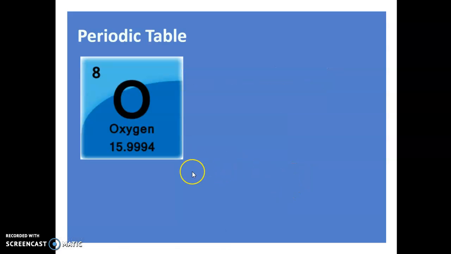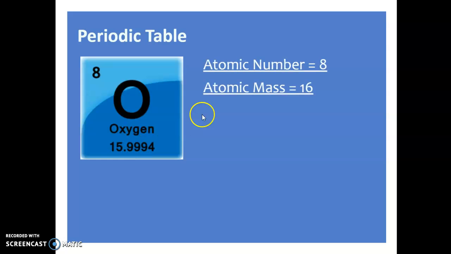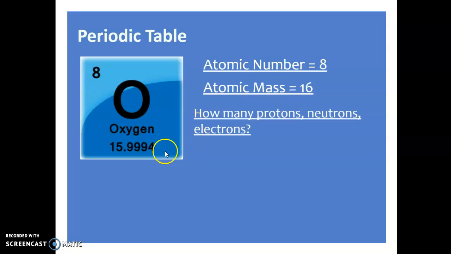Here is oxygen. Oxygen has an atomic number of 8 and an atomic mass of 15.99994. We just looked at this. So its number is 8 and 16 is the mass, because we're doing math and you have to round this number. How many protons, neutrons, and electrons are there? We already established that protons is the same as this number. This is how many protons there are. So there are 8 protons. Electrons are the same as the protons. So this number is also the number of electrons.